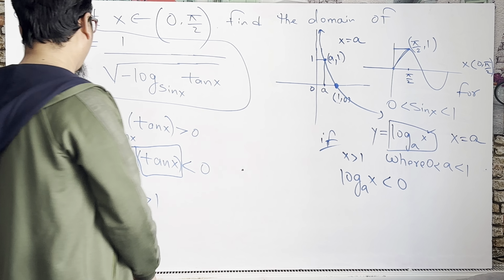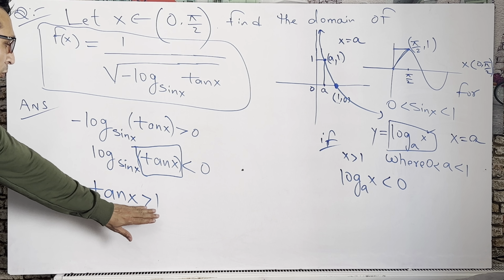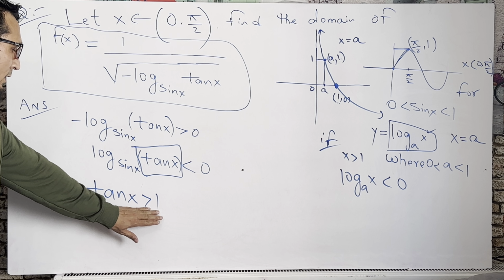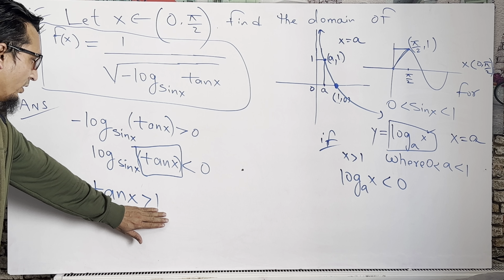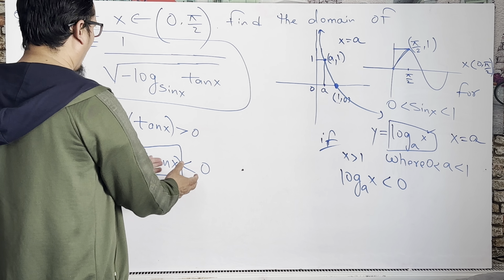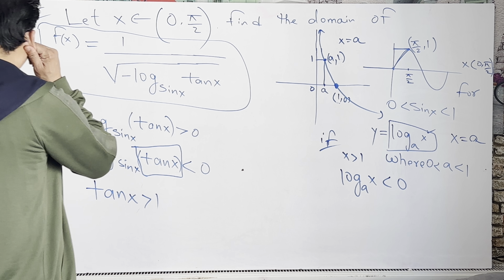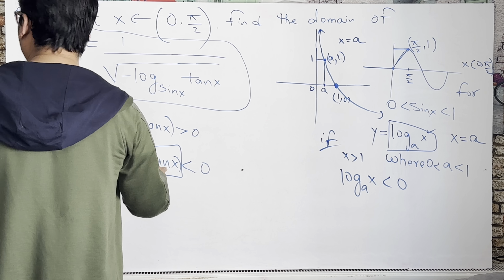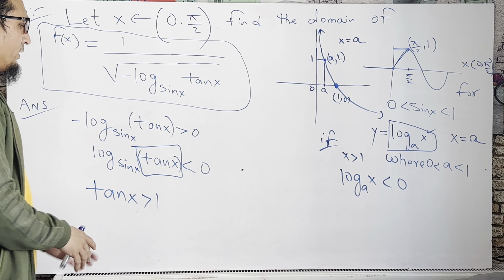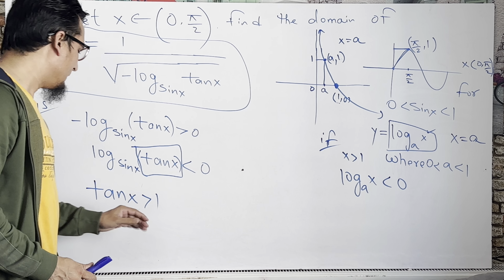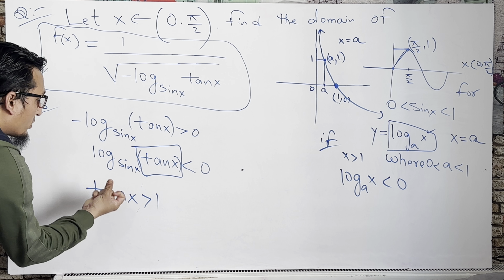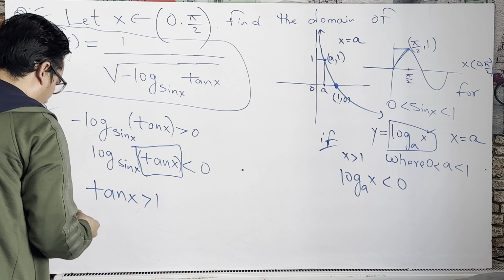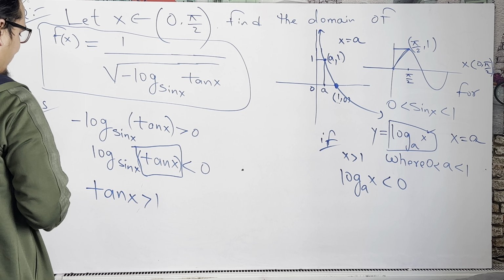So we can say when the value of tan x is greater than 1, the function is always a negative value, right? Log base sin x of 1.1, 1.2, 1.3, 1.4, and whatever, you always get this value negative, right? So now we just found out this condition, and now we are going to move to the next step.